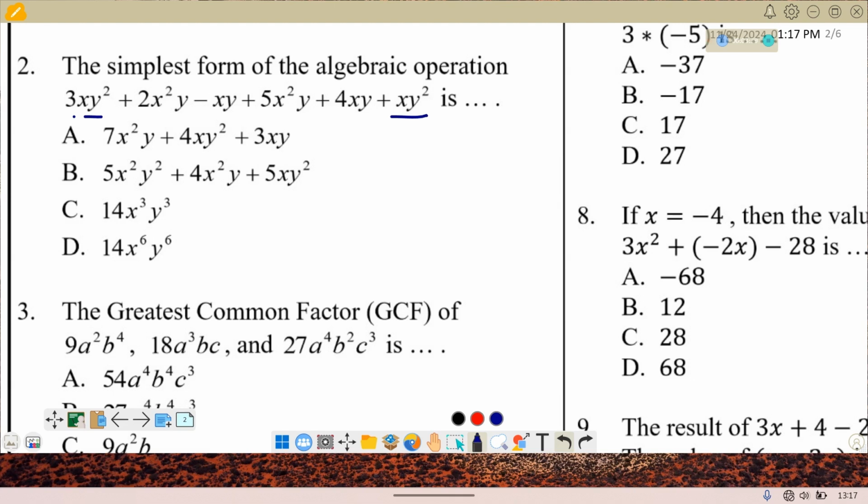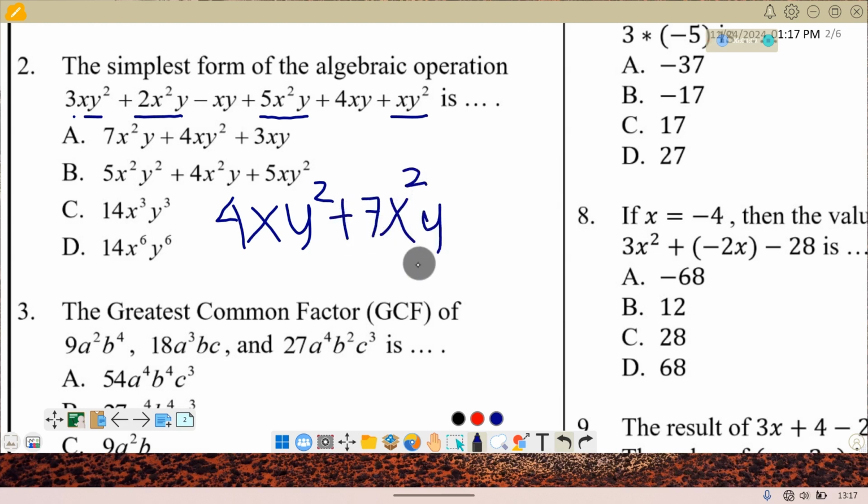Okay, so this is 3, this is positive 1. So finally we have 4xy squared. And then this one, 2x squared y plus 5x squared y, so 7x squared y. And the last, this is minus xy, this is plus 4xy, so the remaining is positive xy. So the answer is 4xy squared, 3xy, 7xy, 7x squared y. The answer is A.